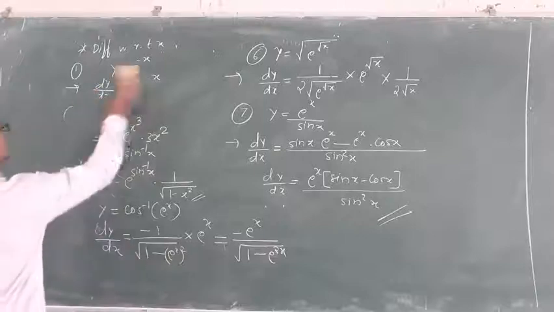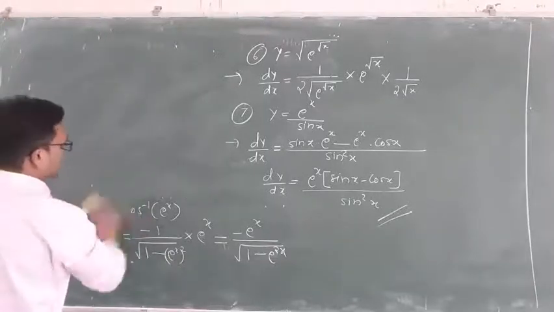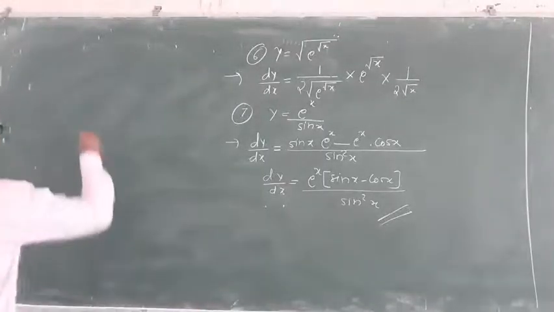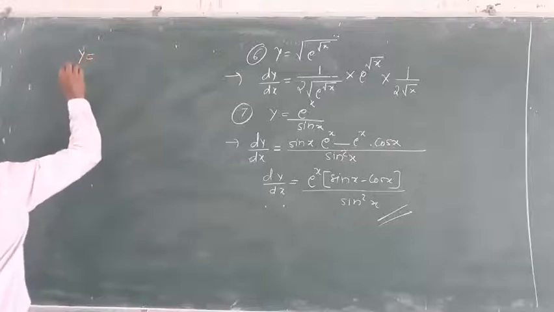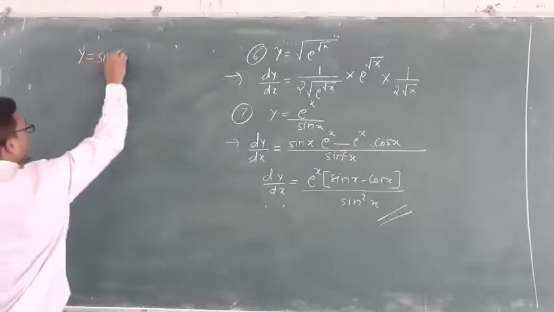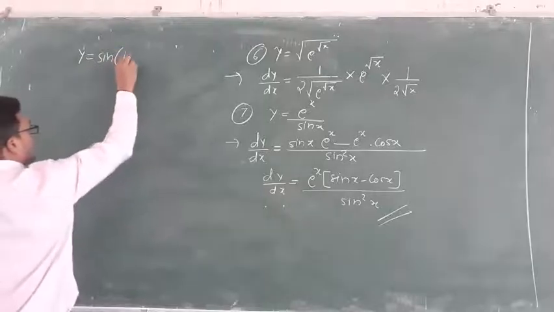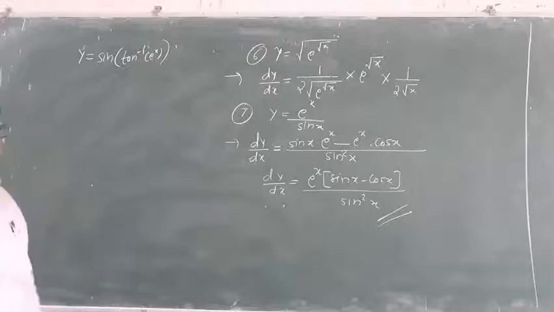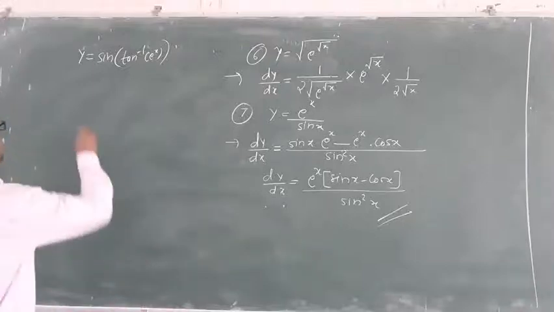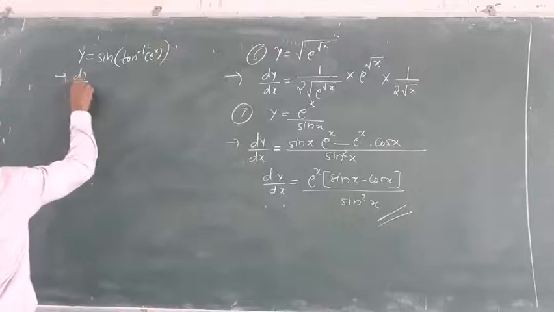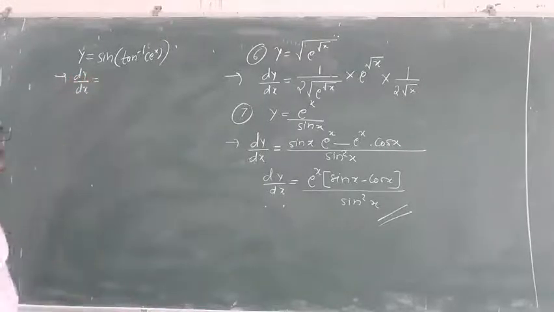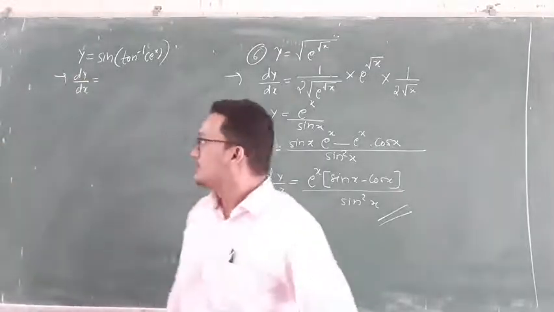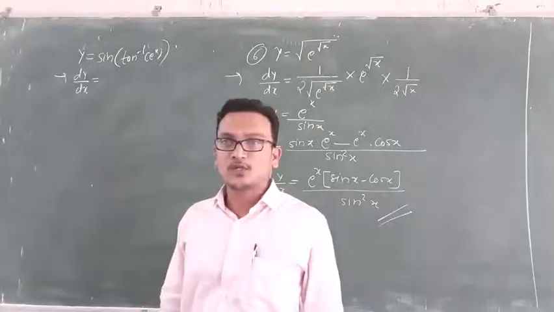So let us see some more examples of this part. y is equal to sine of tan inverse of e to the power x. So y derivative is dy by dx, which is equal to, again it is the composition of three functions. How do you read this? Sine of tan inverse of e to the power x.